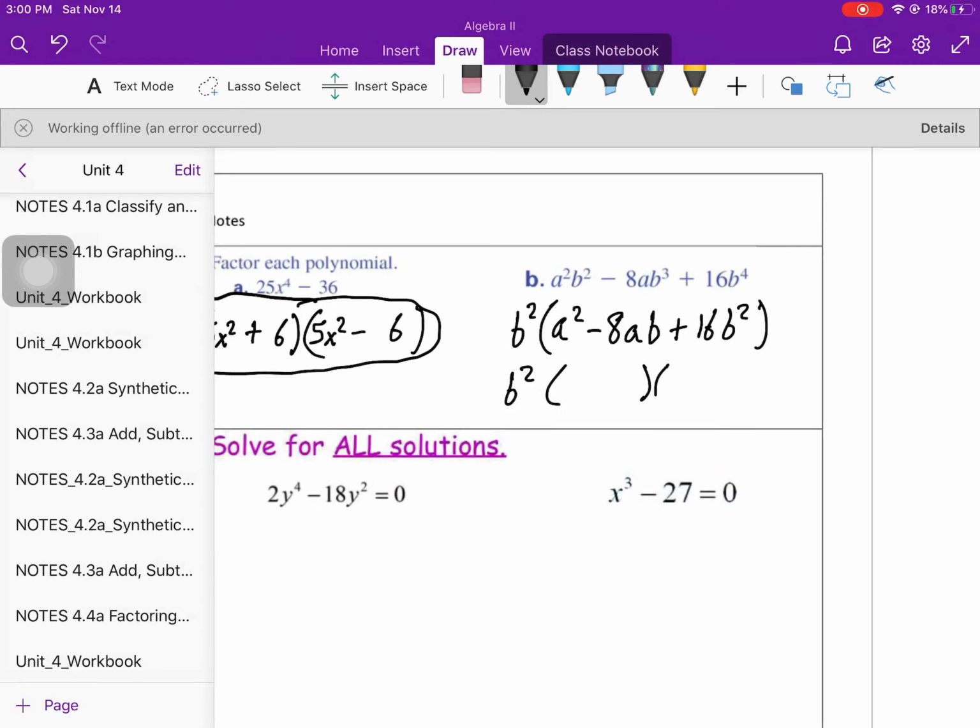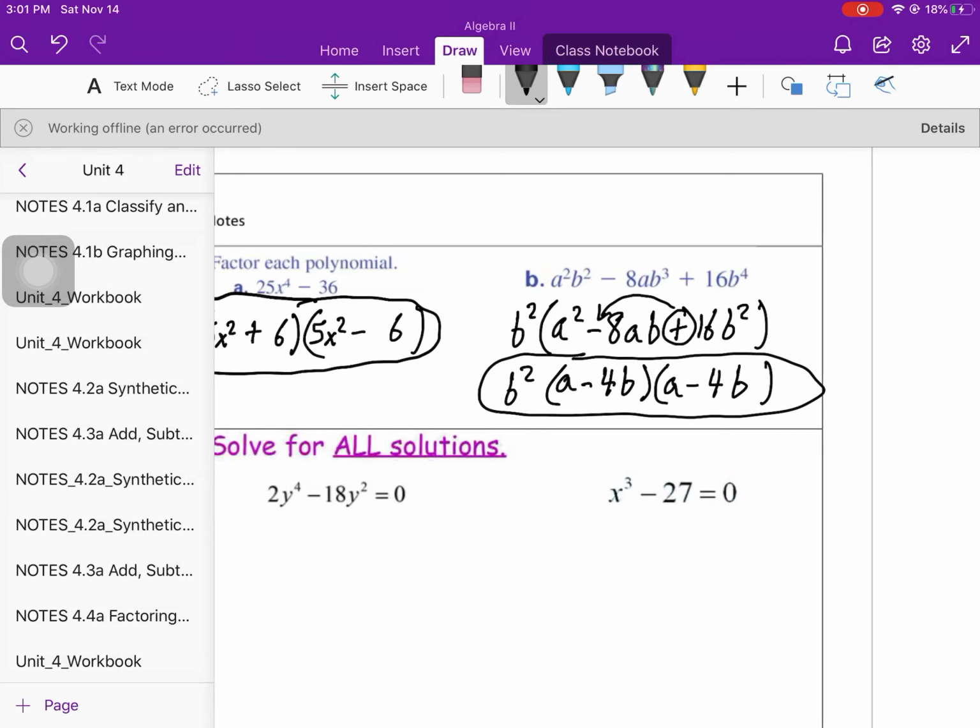Now that we have the b squared out, we can actually factor what's inside the parentheses down into two separate parentheses. We know that a squared has to come from a times a. And if you look at the last term, it's 16b squared, which is a perfect square. We know the signs are the same, both negative. So the square root of 16b squared is 4b, and 4b again. And when you take negative 4b times a, and then add that to another negative 4b times a, we do get negative 8ab. So this one does work, and this is as far as we can factor that down.